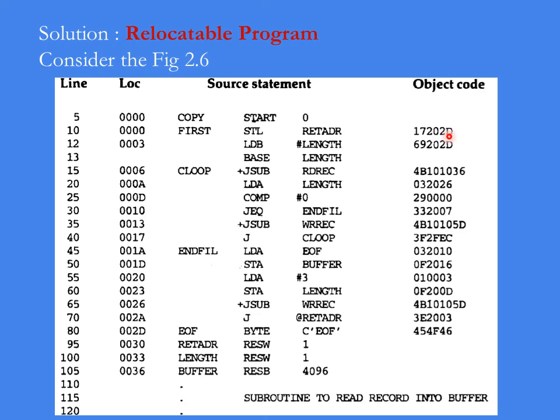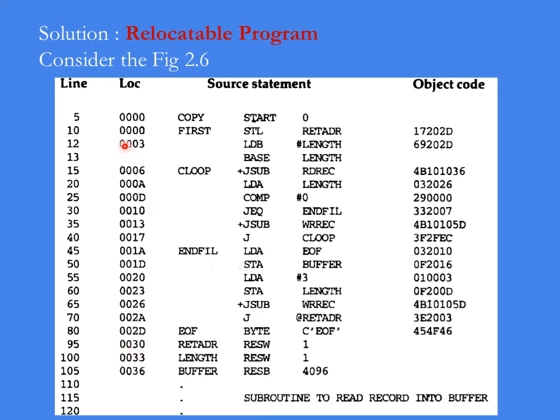So in that case, all format 3 instructions will not have a problem, even if you load the program at any address. Suppose you load the program starting from address say 1000. So all these addresses will change from zeros to 1000. Okay, so what will be this displacement value? The target address now becomes 1030.